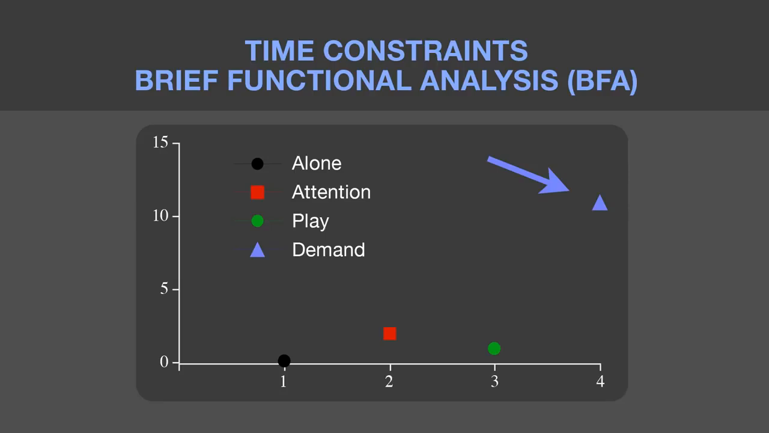So there is first one alone session, followed by an attention session, followed by a play session, and finally we've got the demand session. And I have an arrow pointing to that one demand session because this is what one is hoping to find. That is an outlying data point in which problem behavior is higher during one condition than the others, implying that, let's say in this case, problem behavior is maintained by escape from task demands.